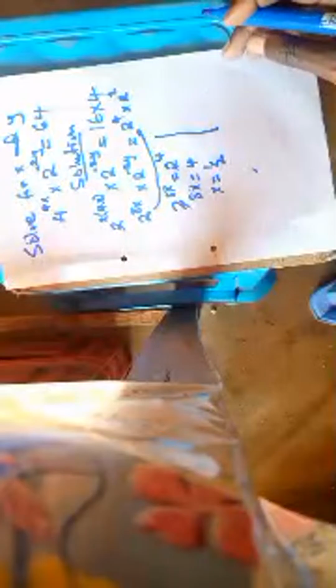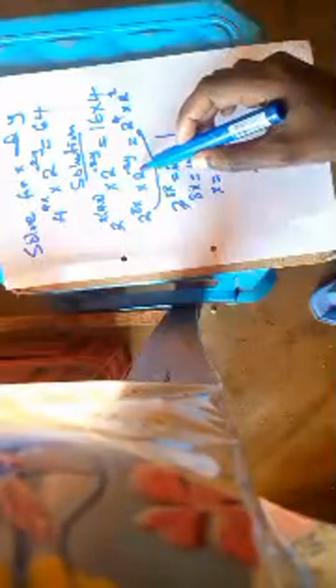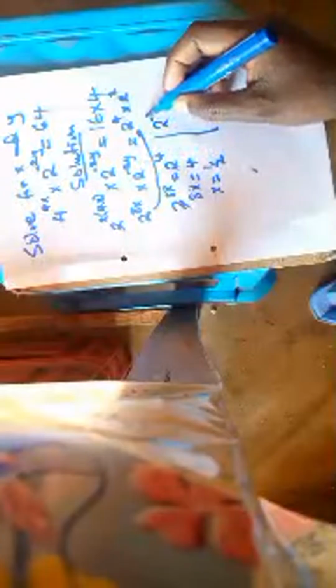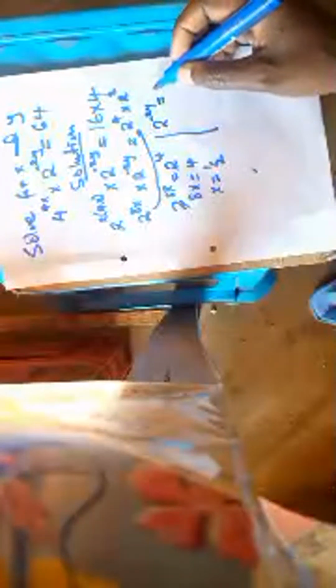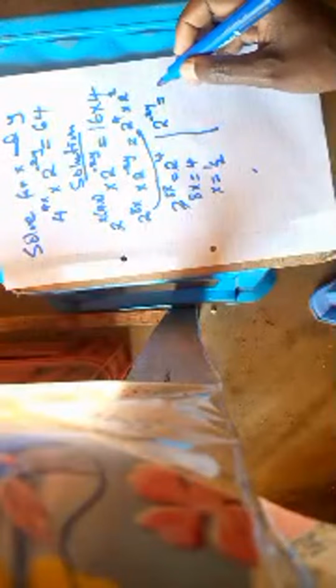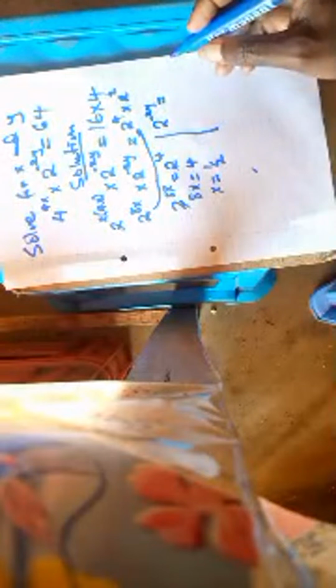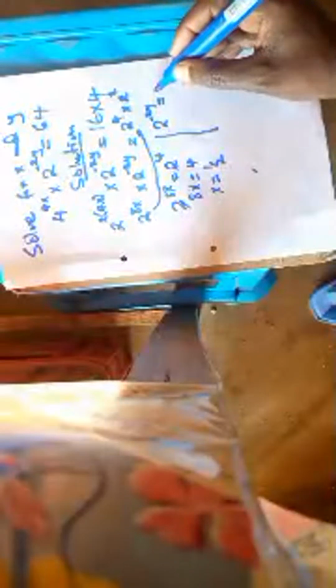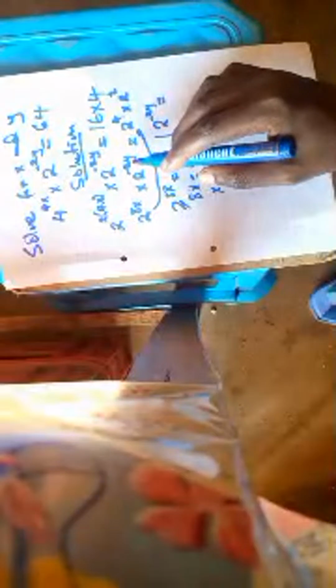While for y now, I'd equate this to this: 2 raised to power negative 2y is equal to 2 raised to 2. You can drop the bases and equate the powers. Negative 2y is equal to 2.